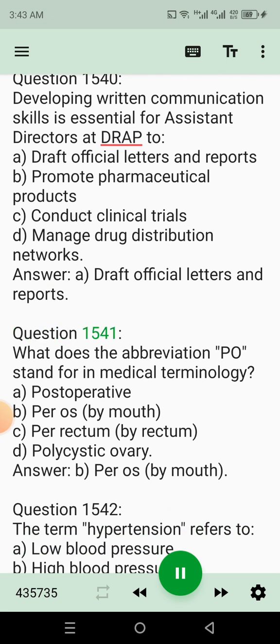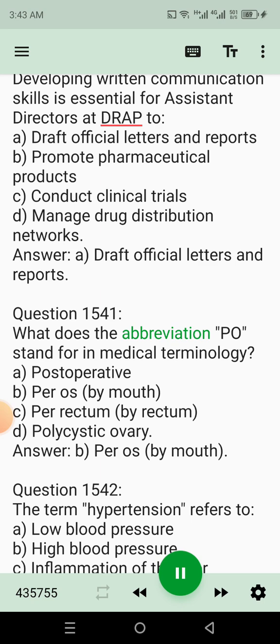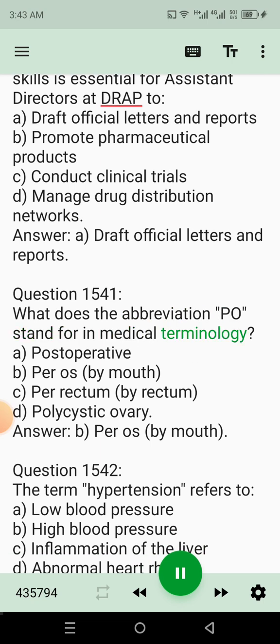Question 1541. What does the abbreviation PO stand for in medical terminology?